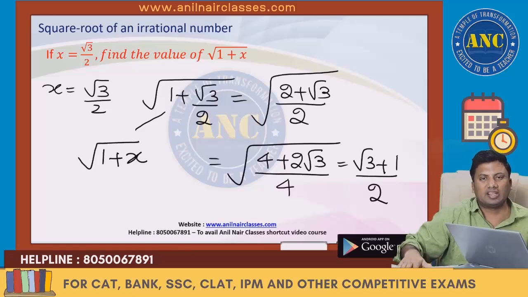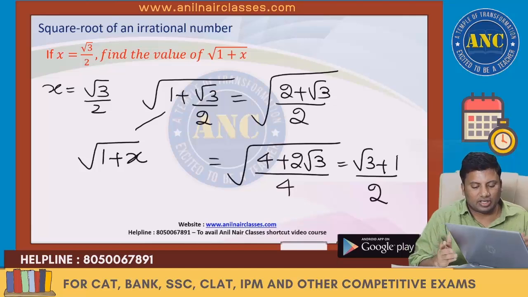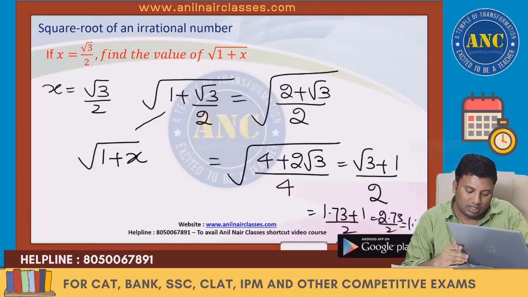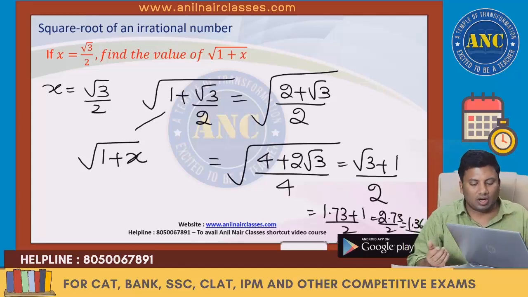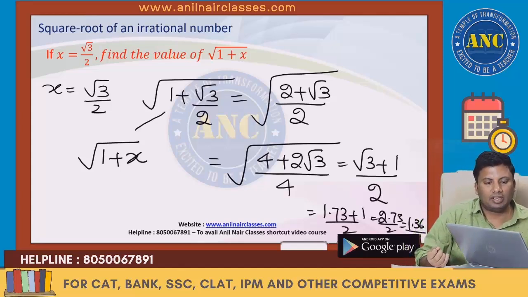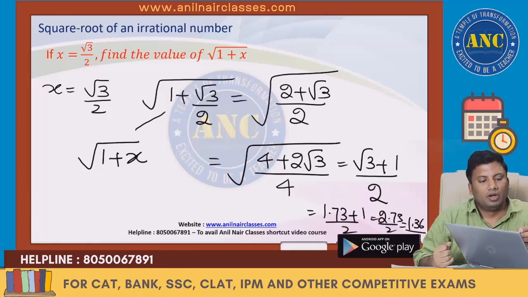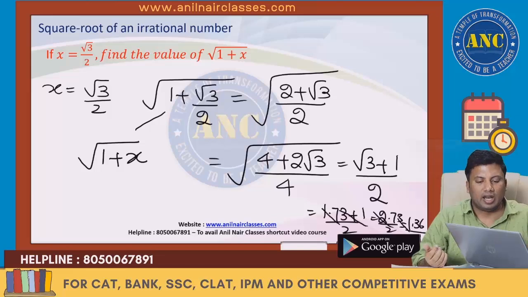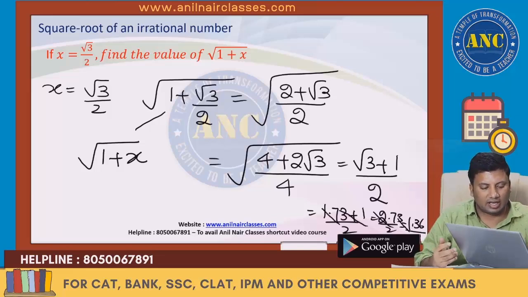I hope it is clear. You can check it out by using approximation. These 1.73 plus 1 by 2, these 2.73 by 2, these 1.36. Here also you should get 1.36. So root 3 is 1.7 divided by 2. Substitute here, you will get the answer. Approximation technique, you can use it. I hope the idea is clear. Next one.